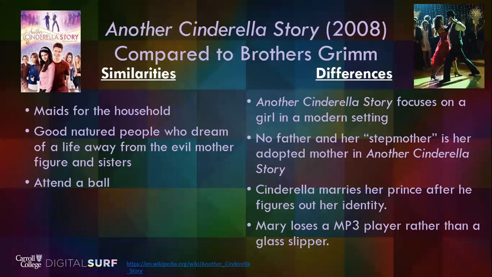The prince in Cinderella and the pop star in Another Cinderella Story both figure out the identity of their mystery woman from the ball. The prince and Cinderella are married immediately after the discovery, and the story ends shortly after the marriage. In Another Cinderella Story, the discovery of Mary being his mystery dance partner is only about halfway through the plot of the story.